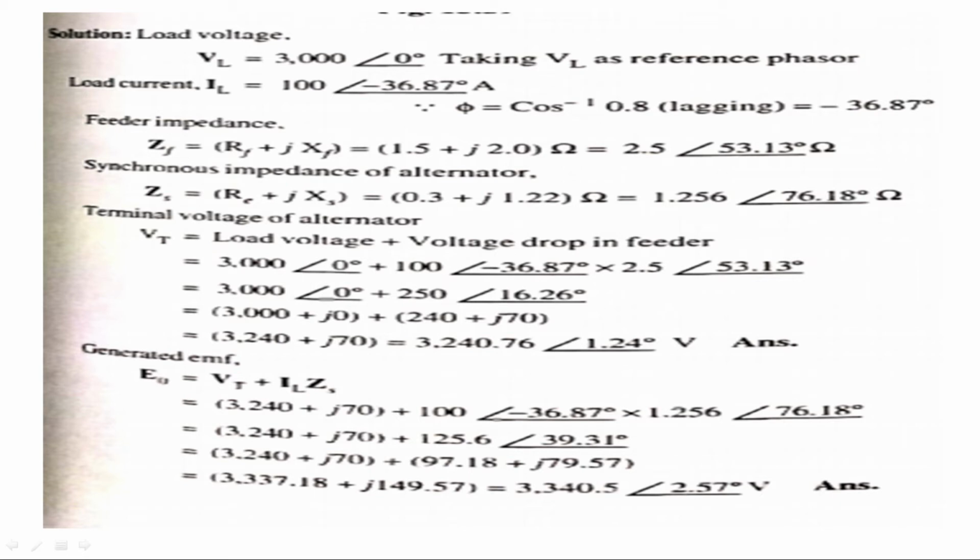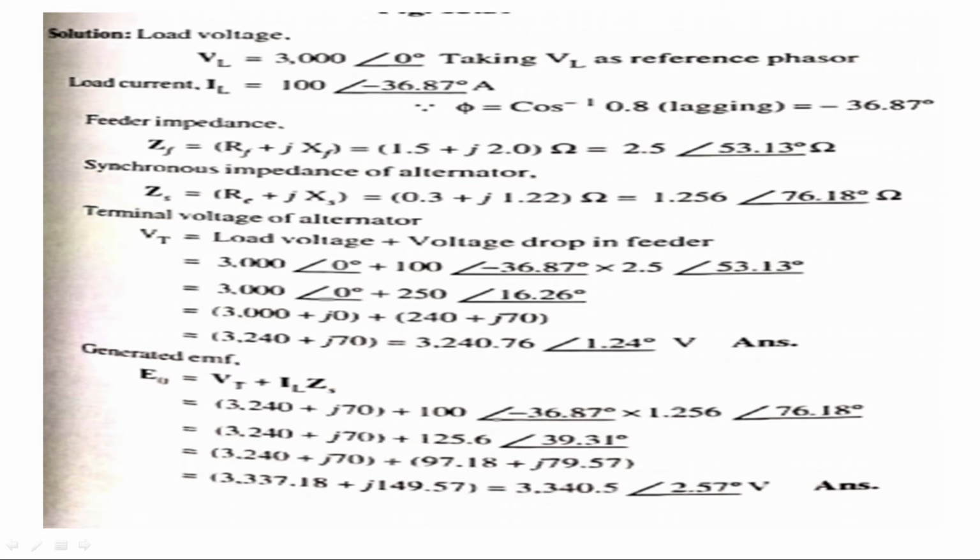Terminal voltage is equal to load voltage plus voltage drop in the feeder. So the load voltage is 3000 angle 0 plus the voltage drop, 100 angle minus 36.87 into 2.5 angle 53.13. The voltage drop formula is I into Z, that is IL into ZF. Substituting the values, we get VT as 3240.76 angle 1.24 degrees volts.